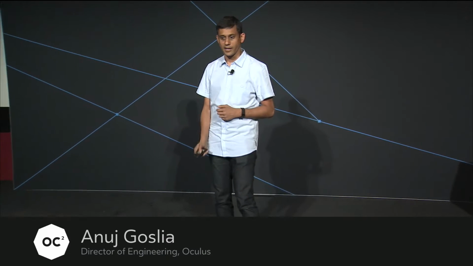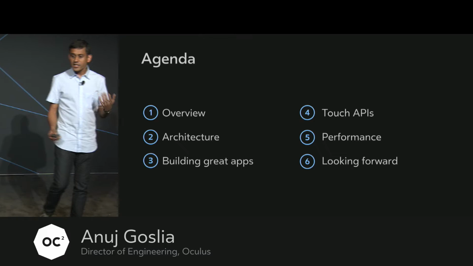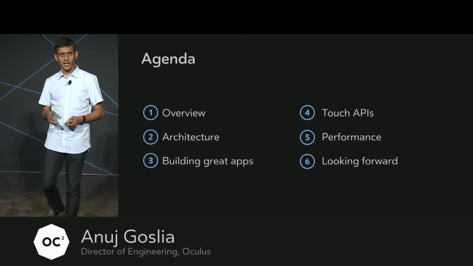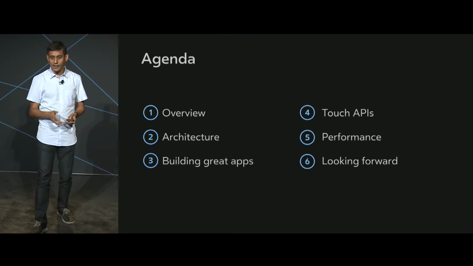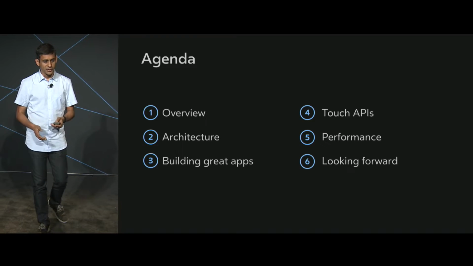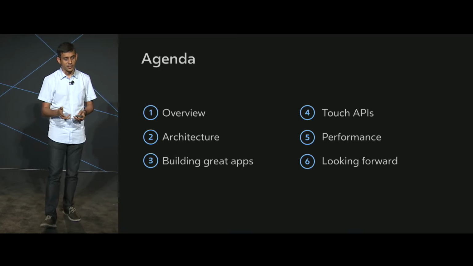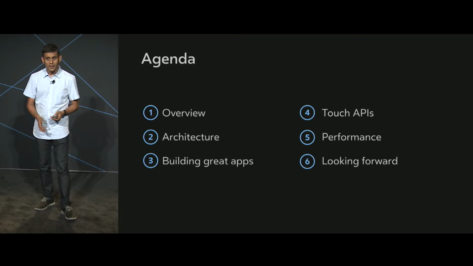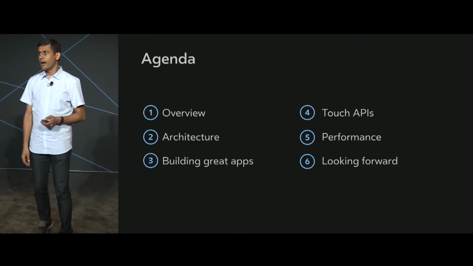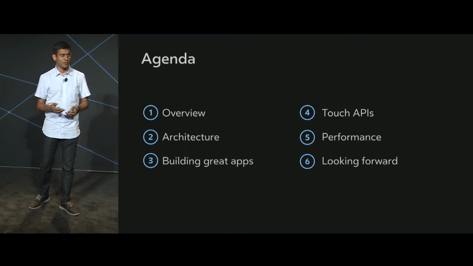So my name is Anuj Gosalia, and I'm going to talk about building with the Oculus Rift using the PC SDK. In this talk, I will go over some of the internals and architecture of the SDK and show how to use that information to build great VR apps. I will also introduce the Oculus Touch APIs, and then I will talk about approaches to get great performance and lowest latency for VR. And finally, I will end with some thoughts on where we're headed and ideas for upcoming work.